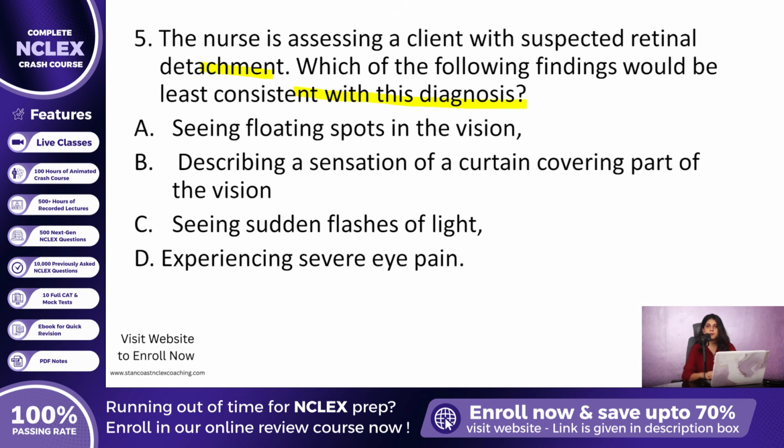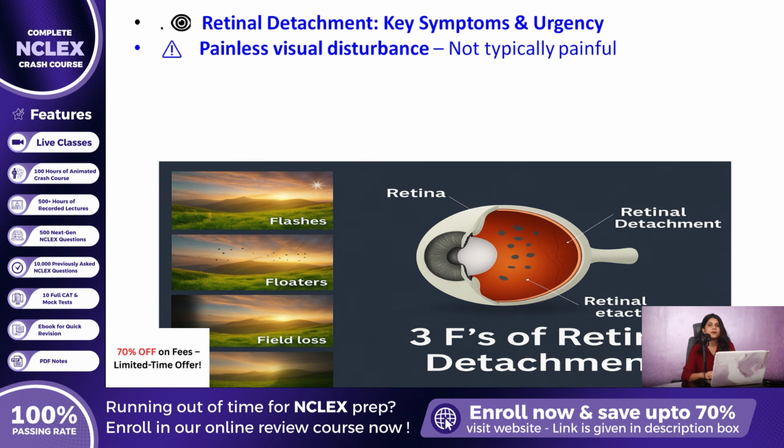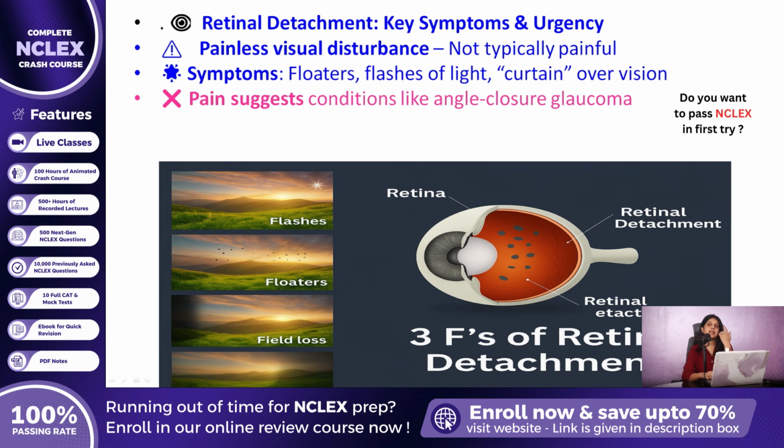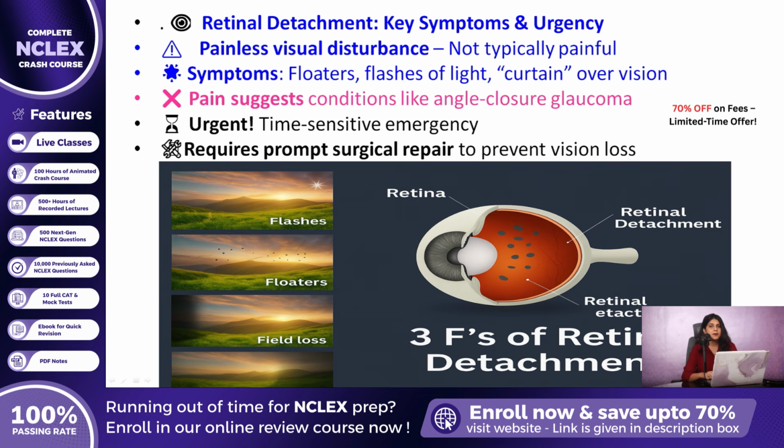The correct answer is option D, experiencing severe eye pain. Here is the rationale. Retinal detachment typically presents as a painless visual disturbance and does not involve severe or intense eye pain. Common symptoms include floaters, flashes of light, and the classic curtain or shadow effect across the visual field as the retina separates from the underlying tissue. Pain is more indicative of acute conditions such as angle closure glaucoma rather than retinal detachment. Identifying the correct symptoms is essential because retinal detachment is a time-sensitive emergency. Prompt surgical repair is required to preserve vision and prevent permanent blindness.